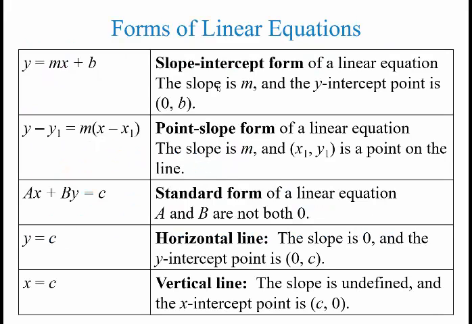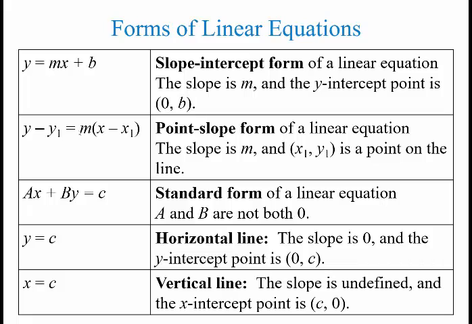The first one is the slope-intercept form of a linear equation. So this is y is equal to mx plus b. Here the slope is m and the y-intercept is that b. Remember the y-intercept is a point where the x value is 0 and b is where it crosses the y-axis.